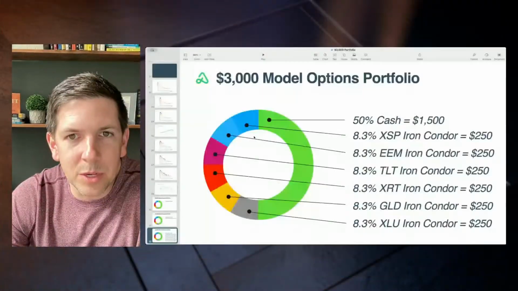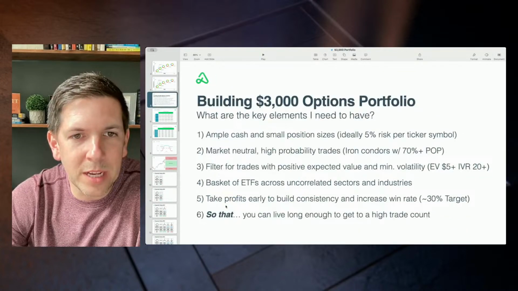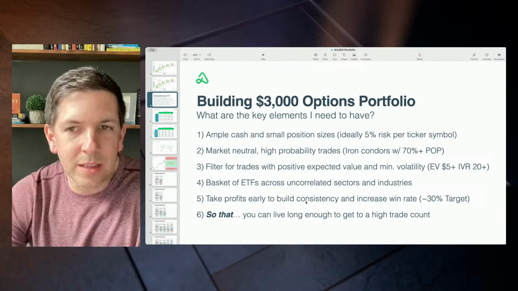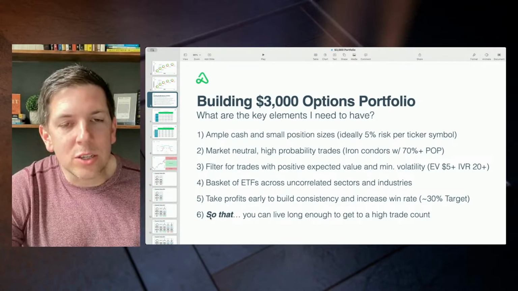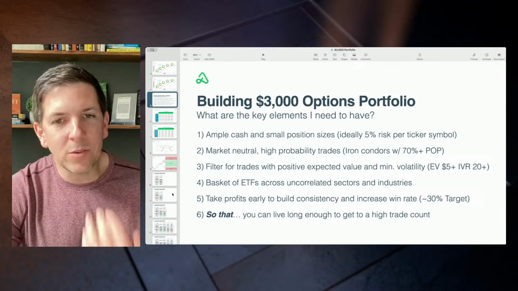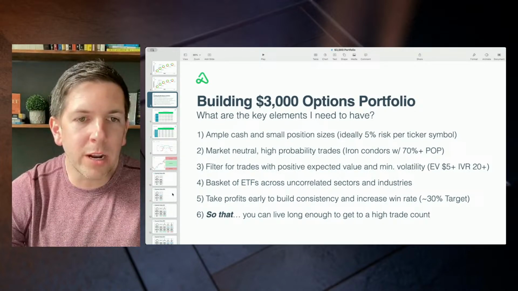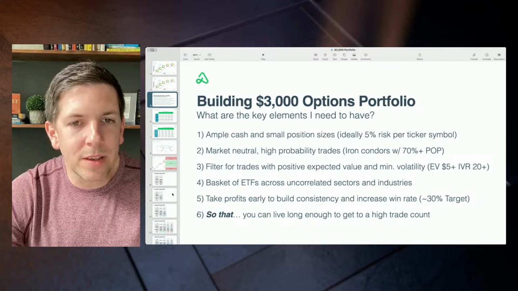So now remember, the whole idea with all of this, just to get back to the slides for a second here, the whole idea with all of this is to build this portfolio out, right? This is the model portfolio. You got to use all of these frameworks that we did, a basket of ETFs across uncorrelated sectors, take profits early to build consistently and increase the win rate. I do a 30% target. And the reason that we do all this is so that you can live long enough to build a high trade count. That's really the end goal here. If we can get to a high trade count where these numbers really start to solidify, that makes it a lot easier, right? That's what we want. We want to get to a point where we're doing 200, 300, 400 trades over time. And that's how you survive in this market, okay?